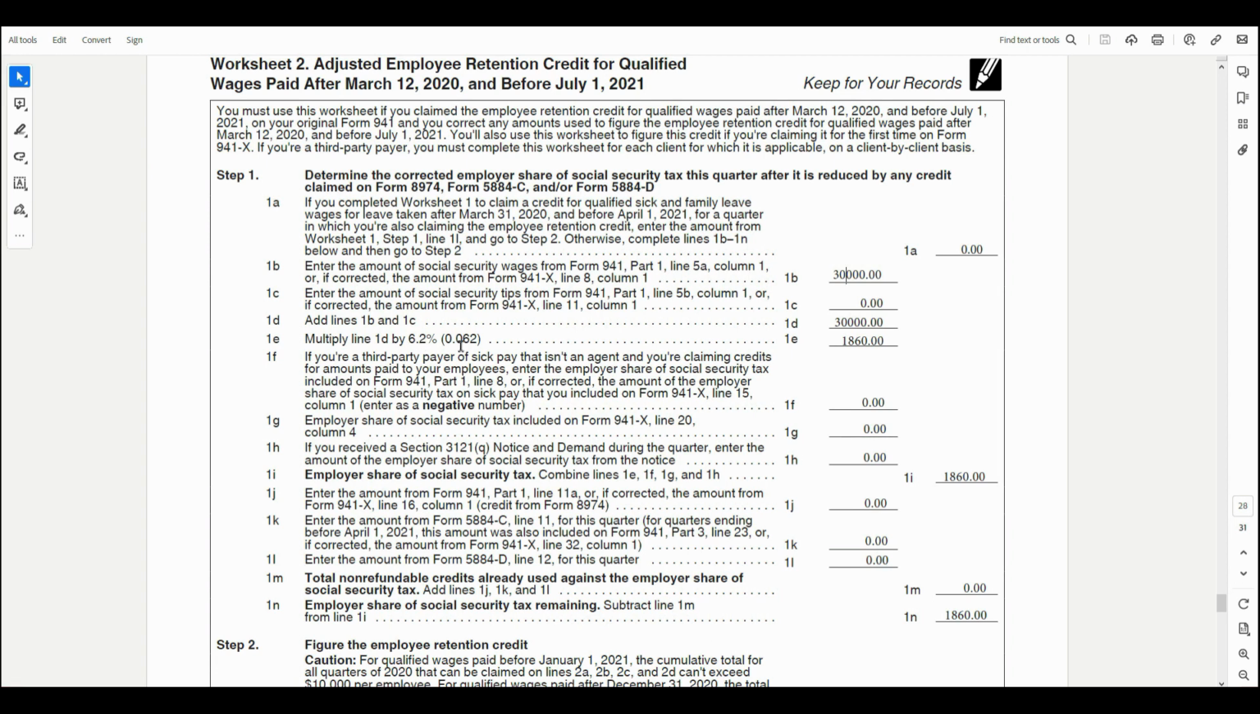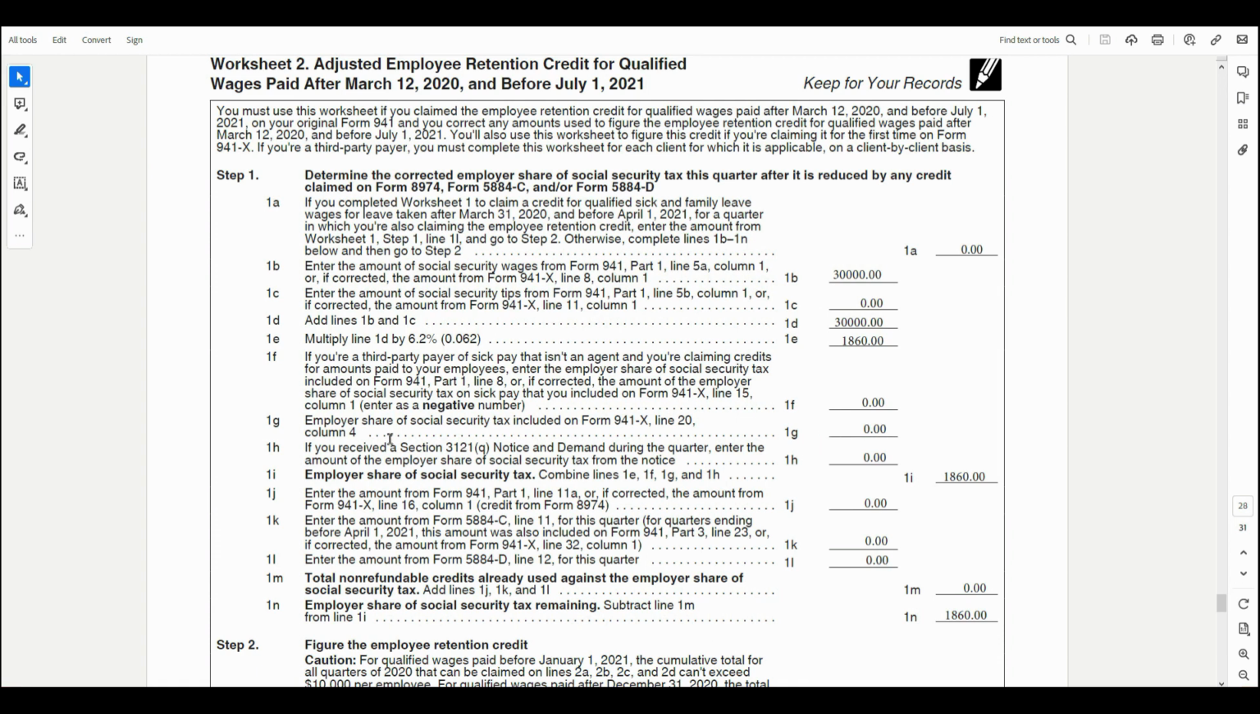So we're going to multiply it. This is again the employer portion of the wages here. On this line, we're going to multiply by 6.2, which would correspond to the $30,000, the tax amount in terms of Social Security. So we would have that tax liability, which we already paid through the sick leave credit. But we still have to enter it there to complete the worksheet.